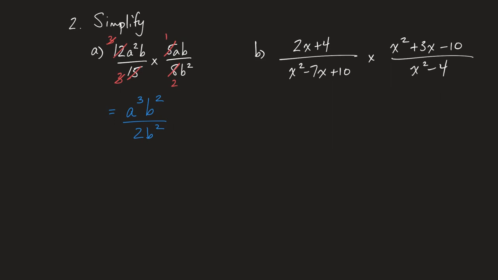We should be good now to see that our b squareds are going to divide out, and that's going to reduce to a cubed over 2. Nice. And so we know that we're all done.